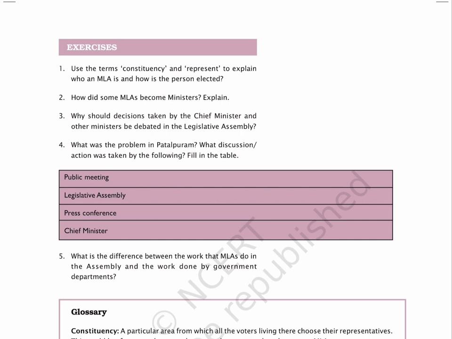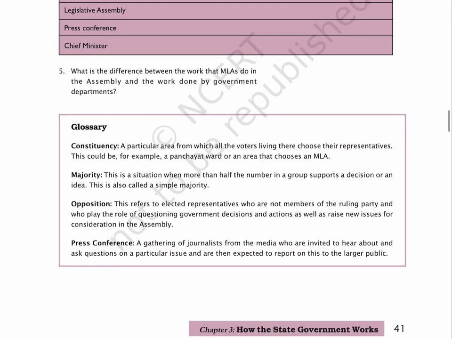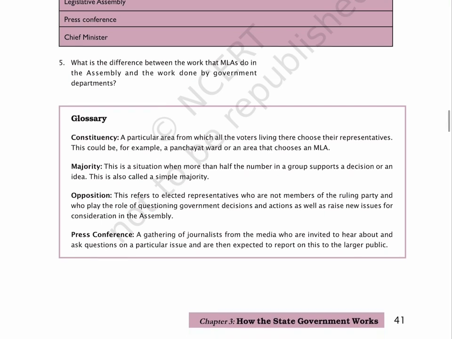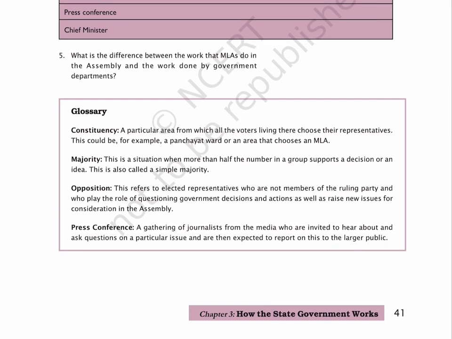Here on page number 41, there is a table given divided into 4 rows. You have to tell what discussion or action was taken by these: public meeting, legislative assembly, press conference, chief minister. 5. What is the difference between the work that MLAs do in the assembly and the work done by government departments? Glossary.